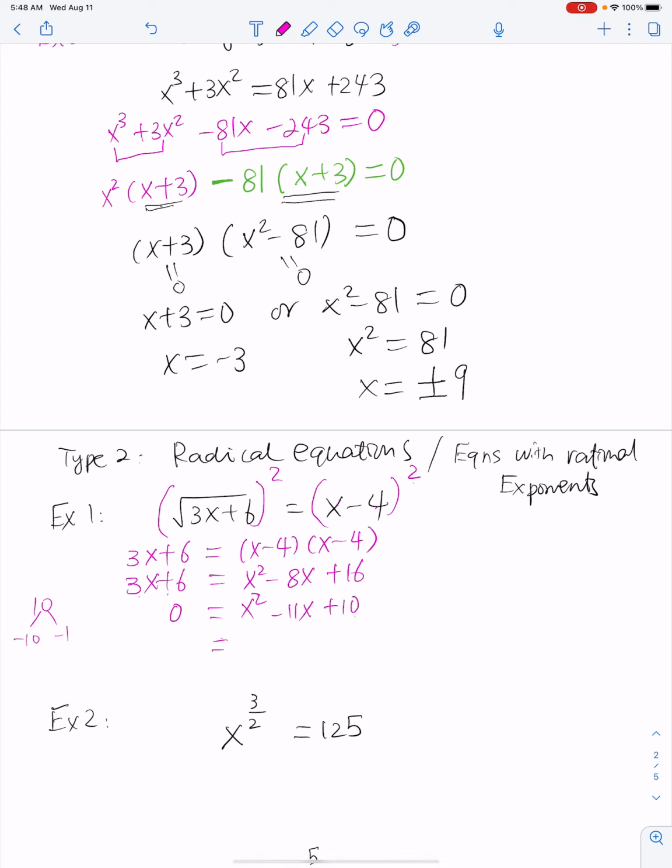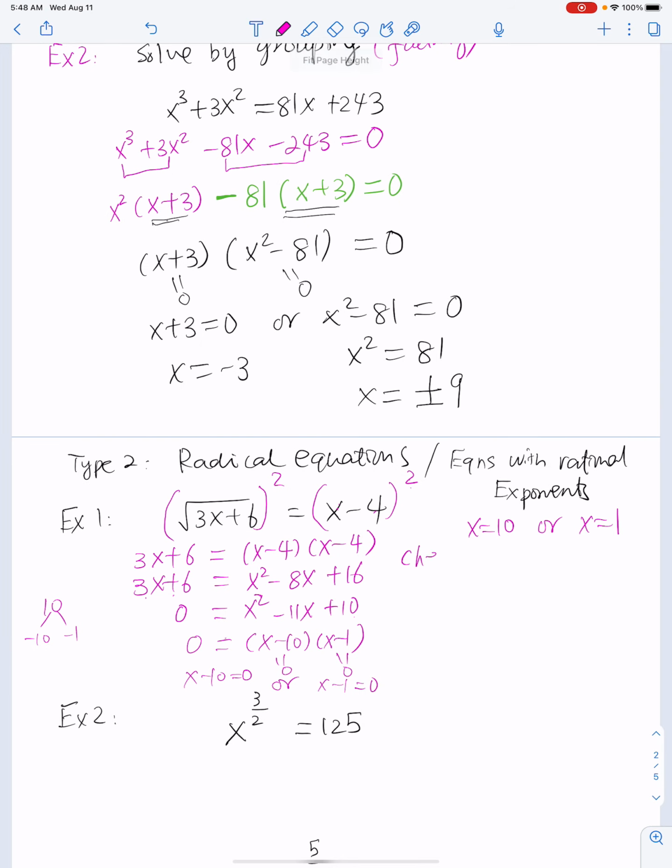So what do we have? x minus 10 and x minus 1, equal to 0. So x minus 10 equals 0 or x minus 1 equals 0. So x equals 10 or x equals 1. Are we done? No. For radical equations, you always have to check.